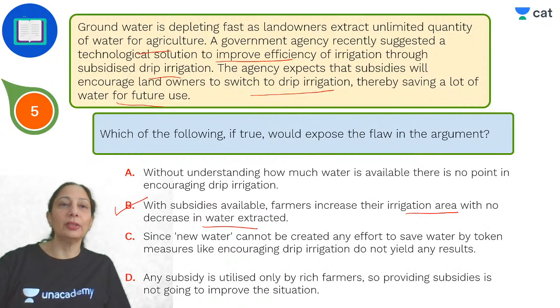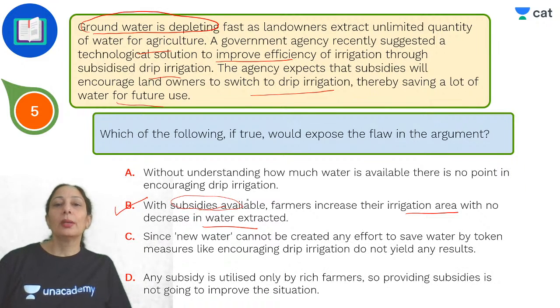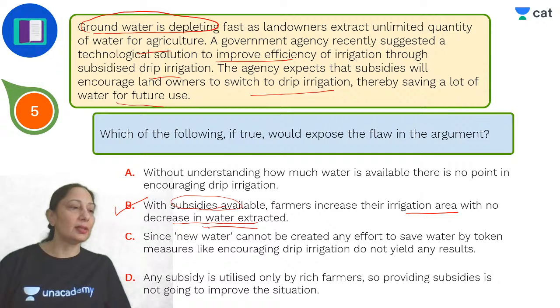So it's not helping the cause of water. The problem is groundwater is depleting. So if they are getting subsidies, you are giving them subsidies. This is not the right approach because they have increased their irrigation area and no decrease in water is being extracted. Right? So therefore the answer will be B.